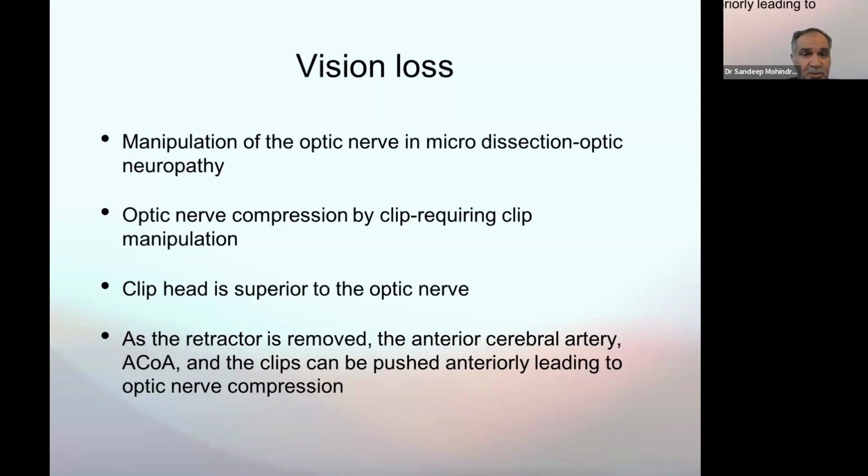The clip head is usually superior to the optic nerve, and when you relax it, the clip might go down and compress the optic nerve. This is a theoretical possibility, but it is mentioned in the literature. As the retractor is removed, the anterior cerebral artery, ACOM, and the clips can be pushed anteriorly, leading to optic nerve compression. As mentioned in the literature, but we didn't see this. We have seen the first thing only, manipulation of the optic nerves with the microdissection, causing the optic neuropathy, which we have encountered.